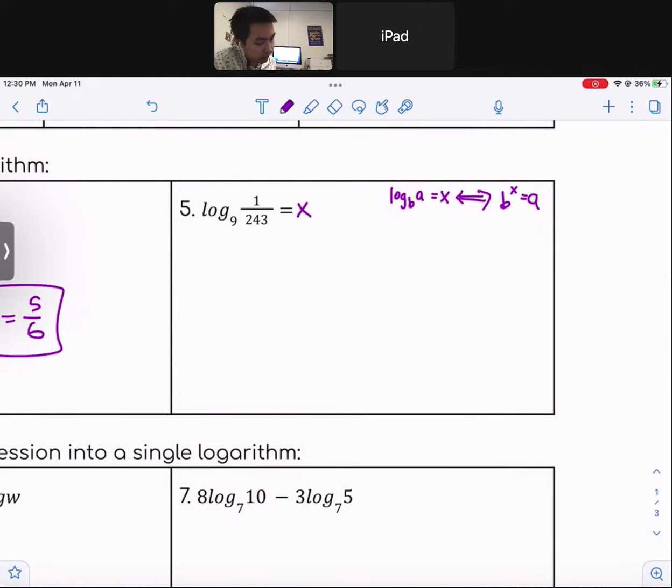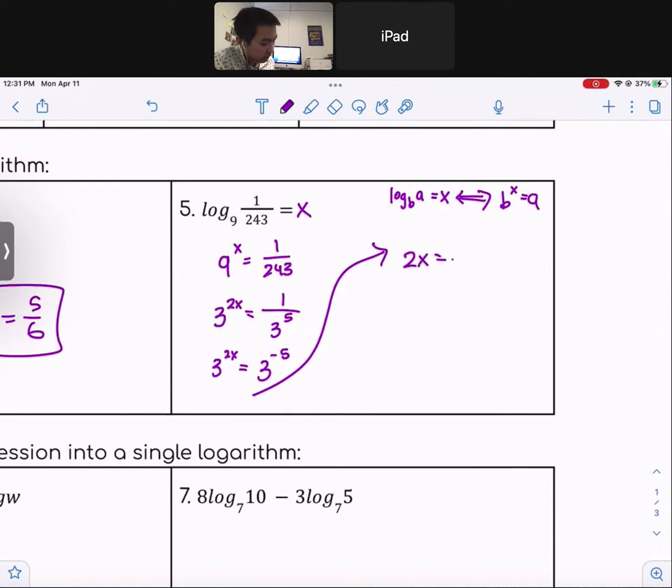Now here, since it's equal to x, again, change this log form to exponential. The base of 9 raised to the x power equals 1 over 243. What common base can we get for both of these numbers? 3. 3 to the 2nd equals 1 over 3 to the 5th. Now we bring the 3 to the 5th up top, but it's going to be the opposite exponent, negative 5. Set the exponents equal to each other, and we get that x is equal to negative 5 over 2.